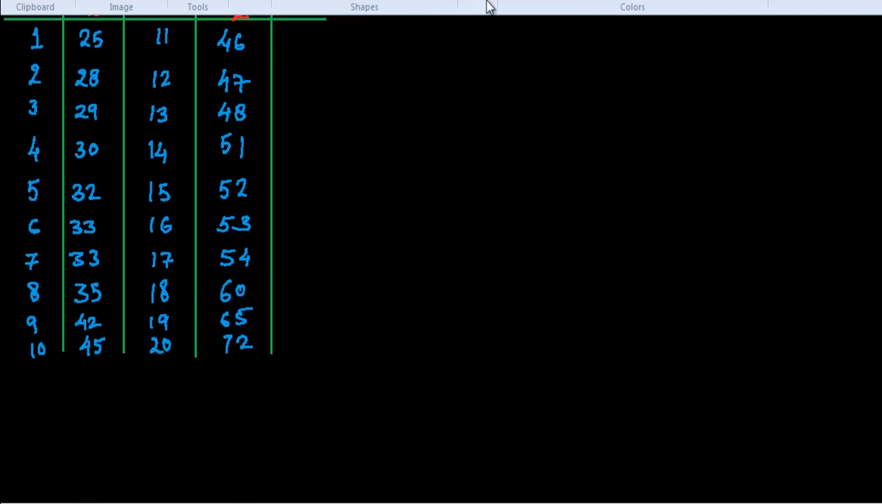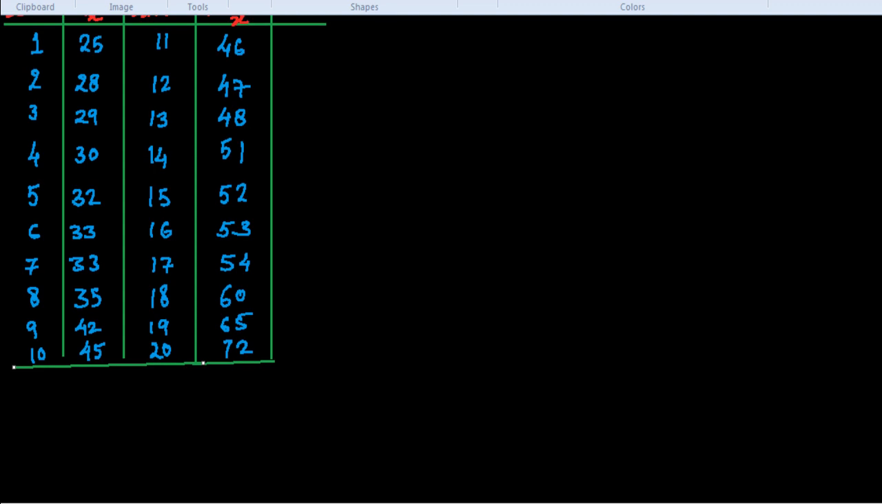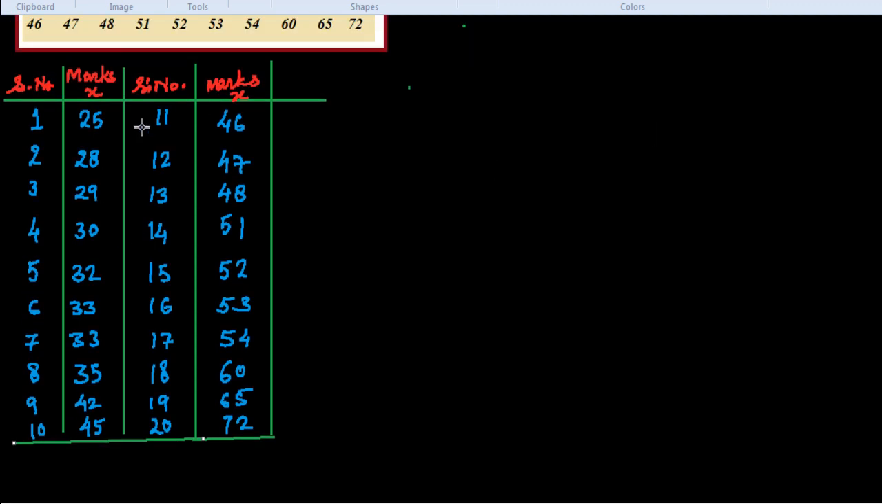Now we make the total of these. We get the total of all the numbers. But there is no need of total in median. So we have got this here. So we know that n is 20. The total number of data is 20.